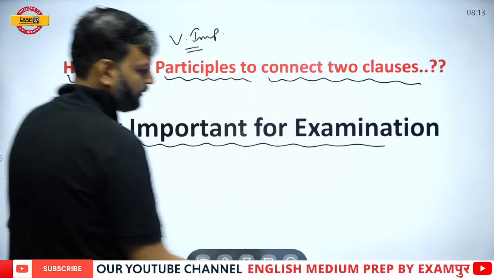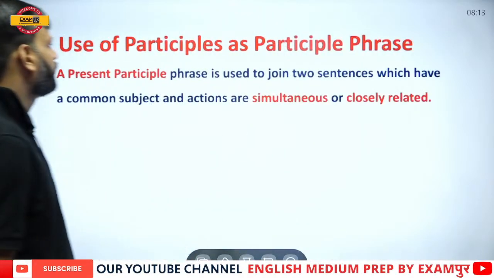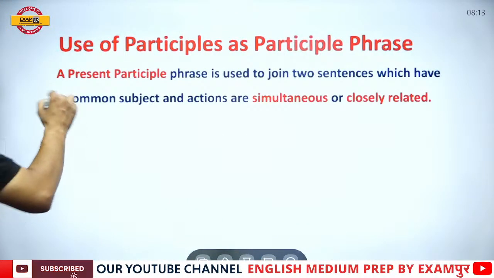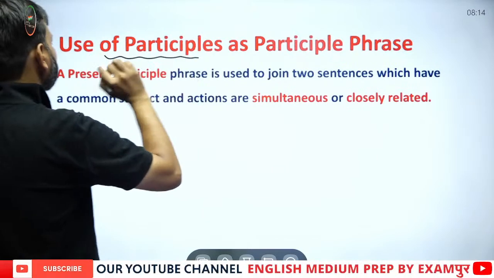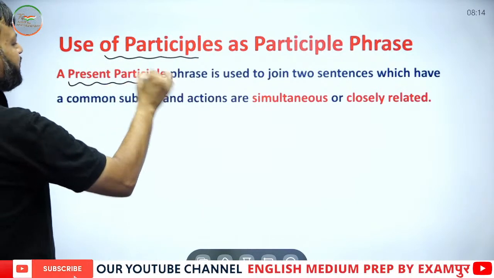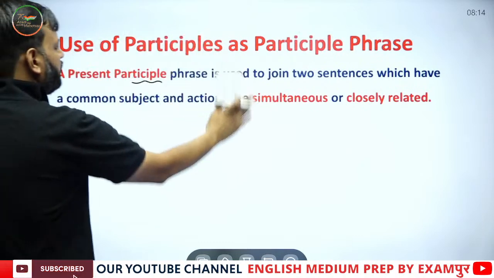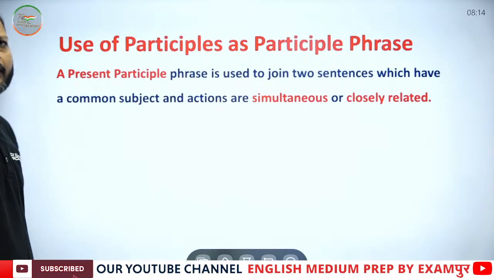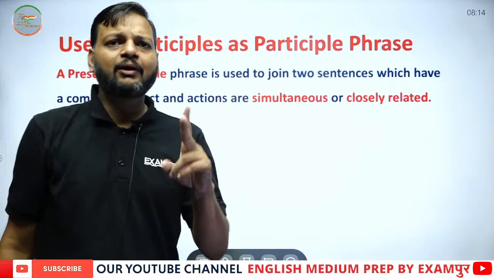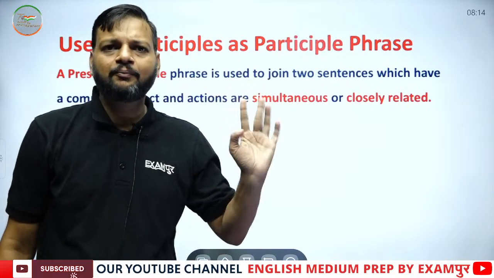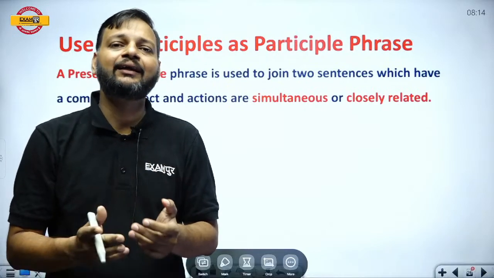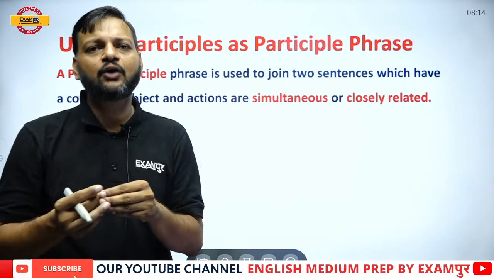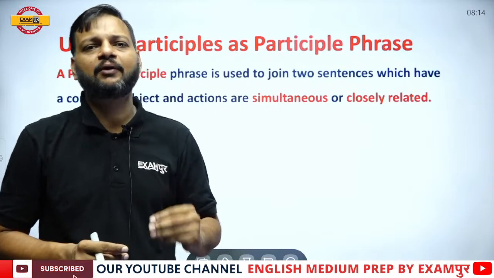Okay, now see, use of participles as participle phrase. A present participle. Now please pay attention. We are talking about two participles, present and perfect. Past participle has some different rules, so we'll talk about it later, right? Right now we are talking about just present and perfect participle.